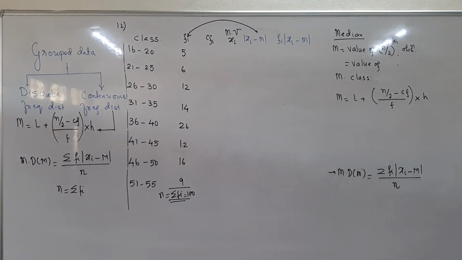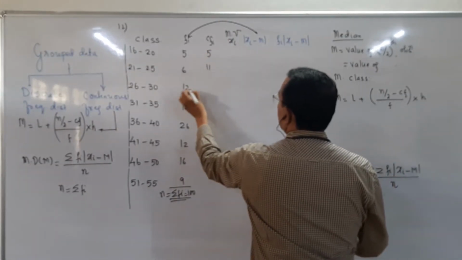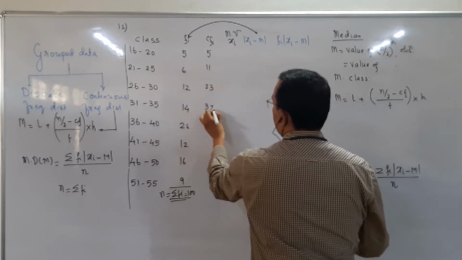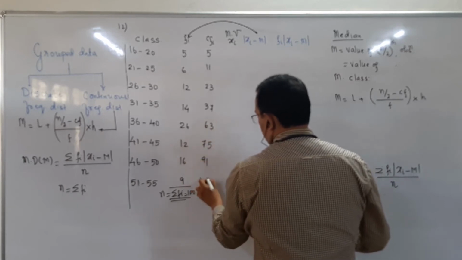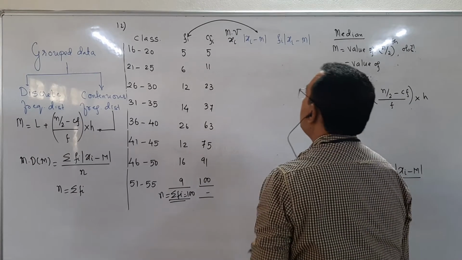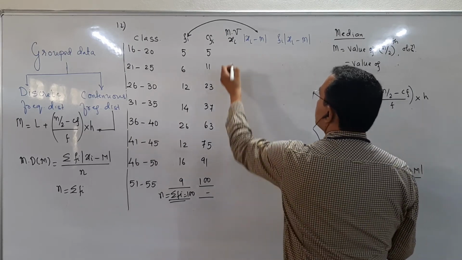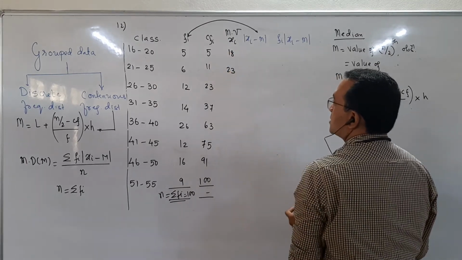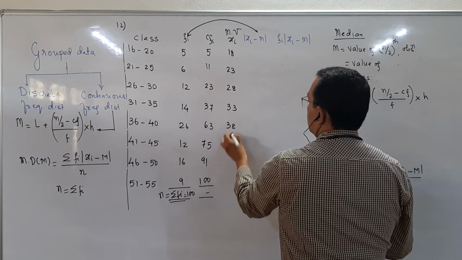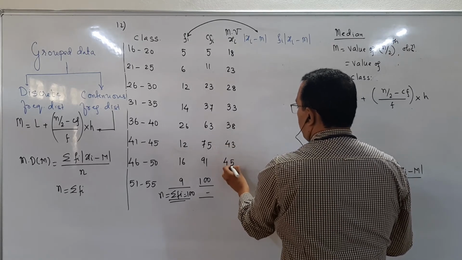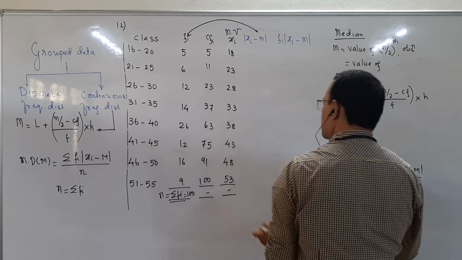Now, students, let us operate CF. 5 plus 6, 11, plus 12, 23, plus 14, 37, plus 26, 63, plus 12, 75, plus 16, 91, plus 9, 100. Mid values: 16 plus 20, 36 by 2, so 18. Then 23, 46 by 2. Add 5 each time: 28, 33, 38, 43, 48 and 53. This is also very simple.